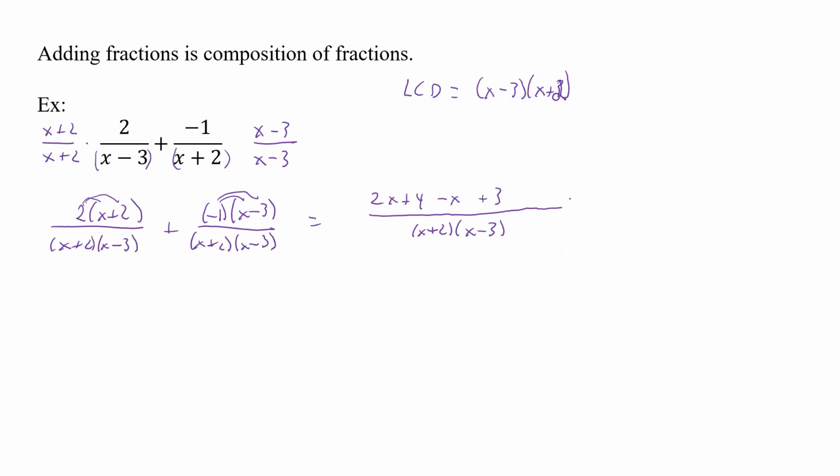Okay. Now, simplifying more, 2x minus x is going to give me x. 4 plus 3 is going to be 7. And I still have x plus 2, x minus 3 in the denominator. Now, since we can't reduce that, that would be the composition, or the addition, basically, of those two fractions.